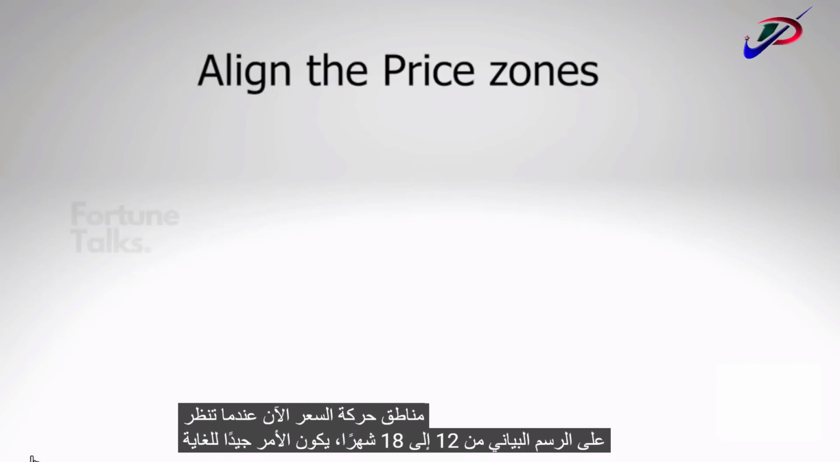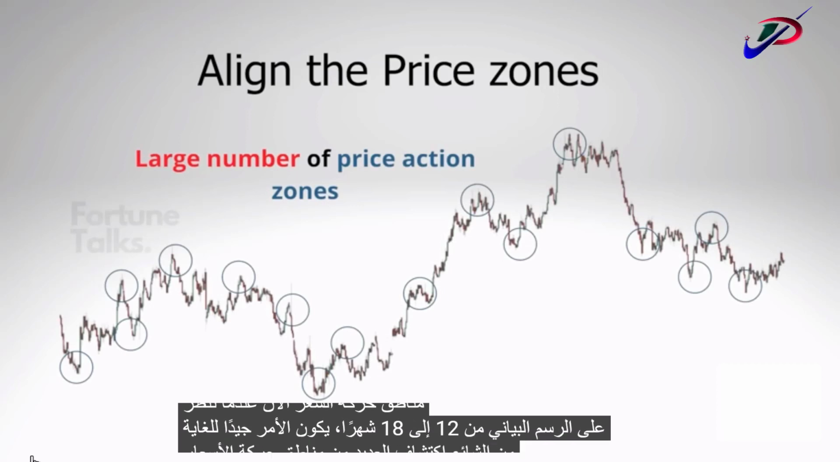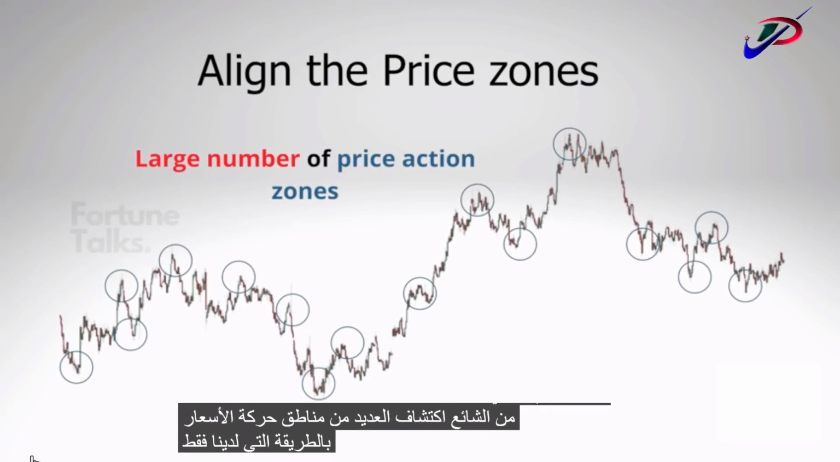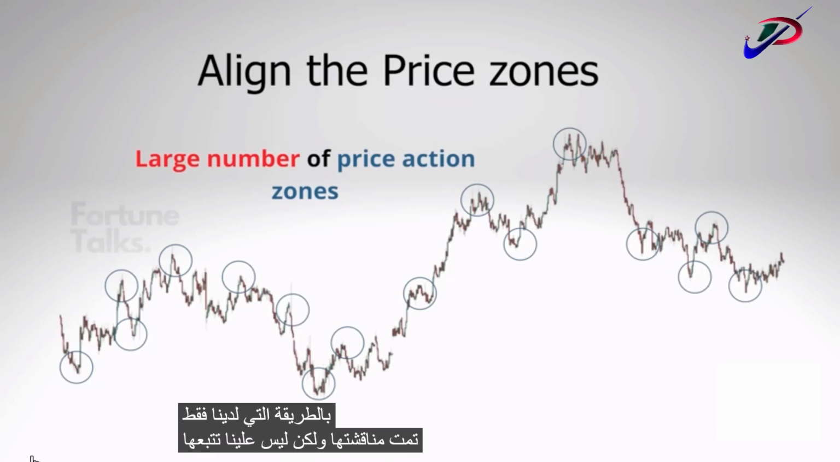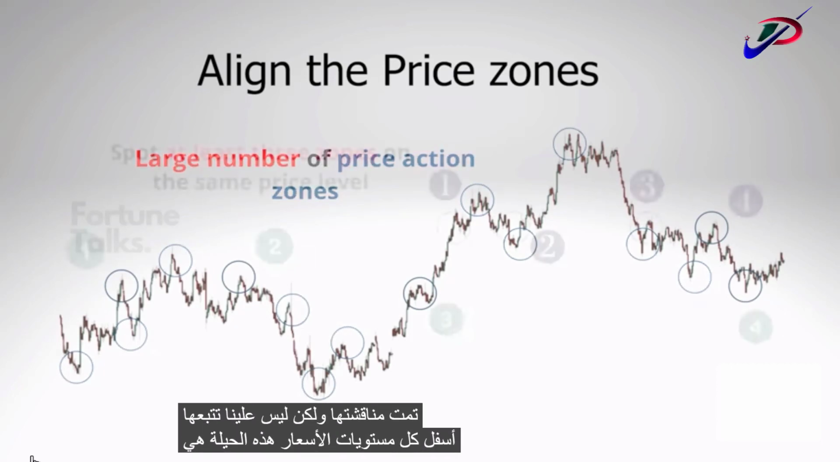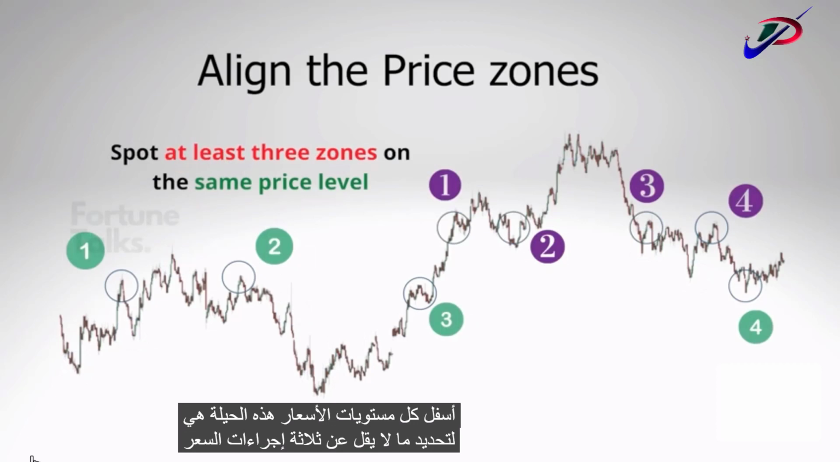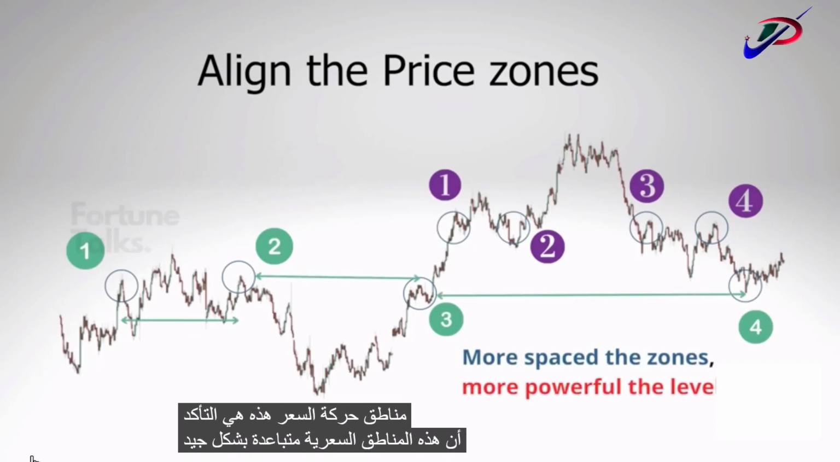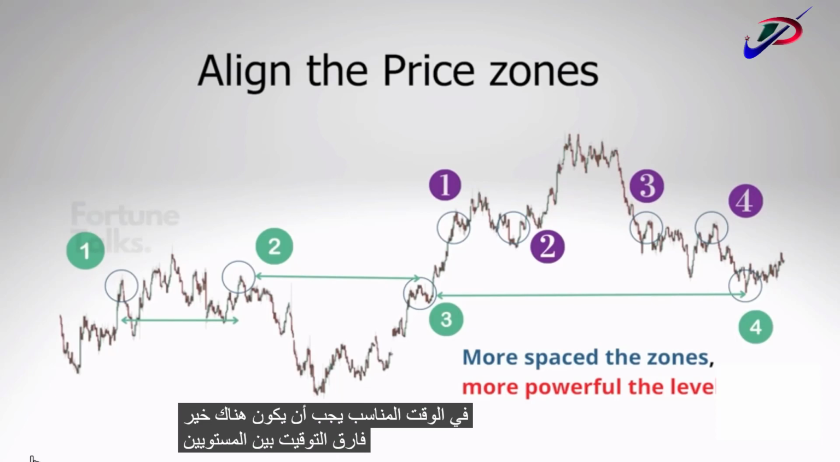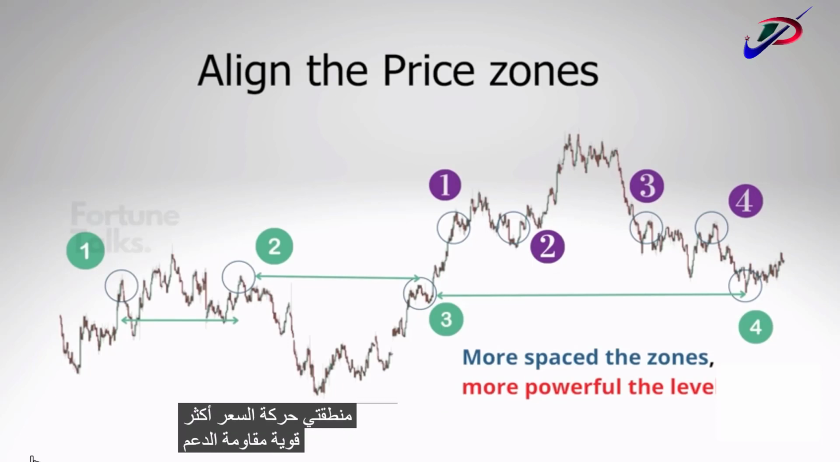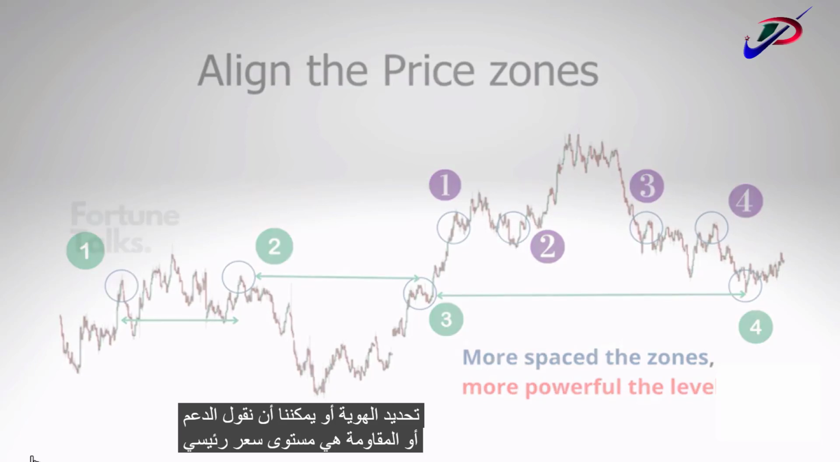Now when you look at a 12 to 18 month chart, it is very common to spot many price action zones by the method that we have just discussed. But we don't have to track down all these price levels. The trick is to identify at least 3 price action zones at the same price level. But a critical point to note while identifying these price action zones is to make sure that these price zones are well spaced in time, meaning there should be a good time difference between the two levels spotted. The more the distance between the two price action zones, the more powerful the support resistance identification, or we can say the support or resistance is a major price level.